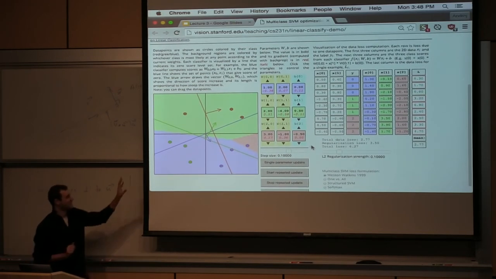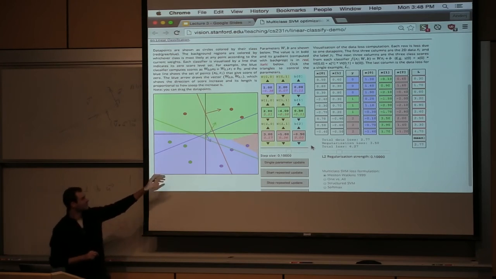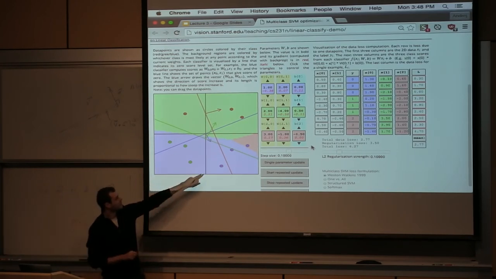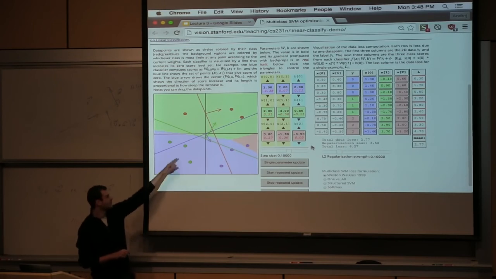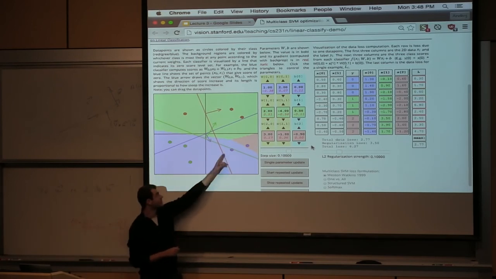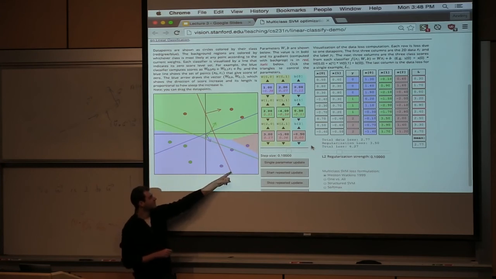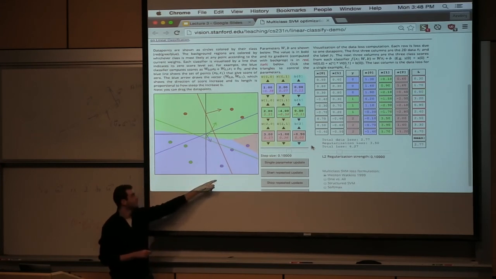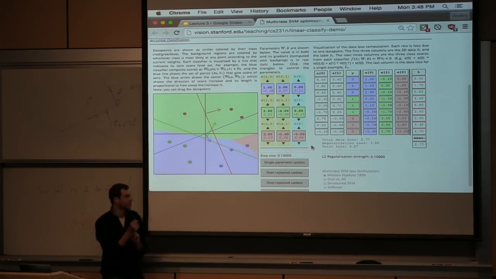So what we have here is a two-dimensional problem with 3 classes. Each has 3 examples over here in 2 dimensions. And I'm showing the 3 classifiers. Here is the level set. So for example, the red classifier has scores of 0 along the line. And then I'm showing the arrows in which the scores increase, right?